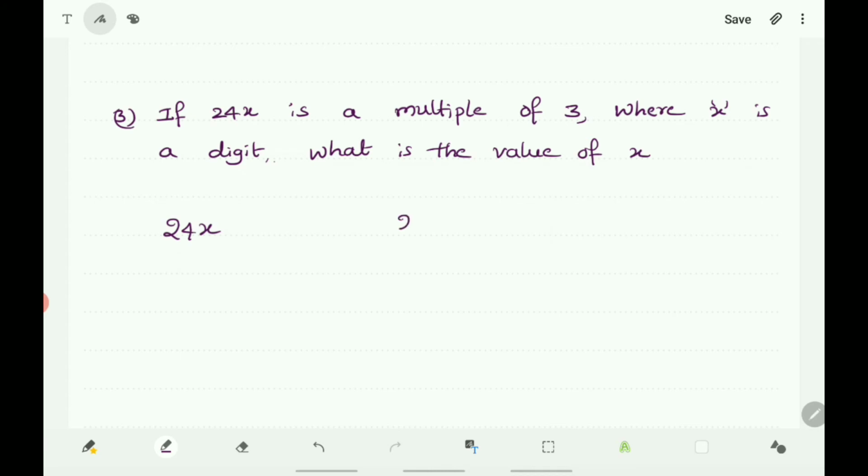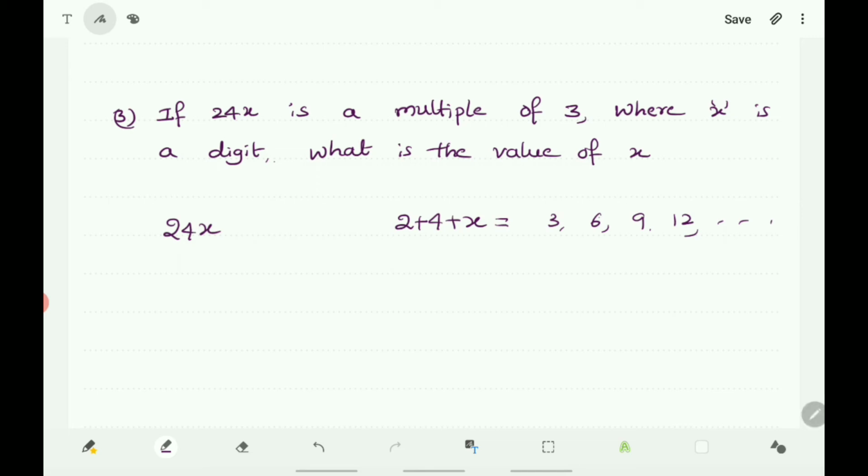Therefore, 2 plus 4 plus x is a multiple of 3. That is 3, 6, 9, 12, and so on. Here 2 plus 4 plus x equals 3 or 6 or 9 or 12, and so on.